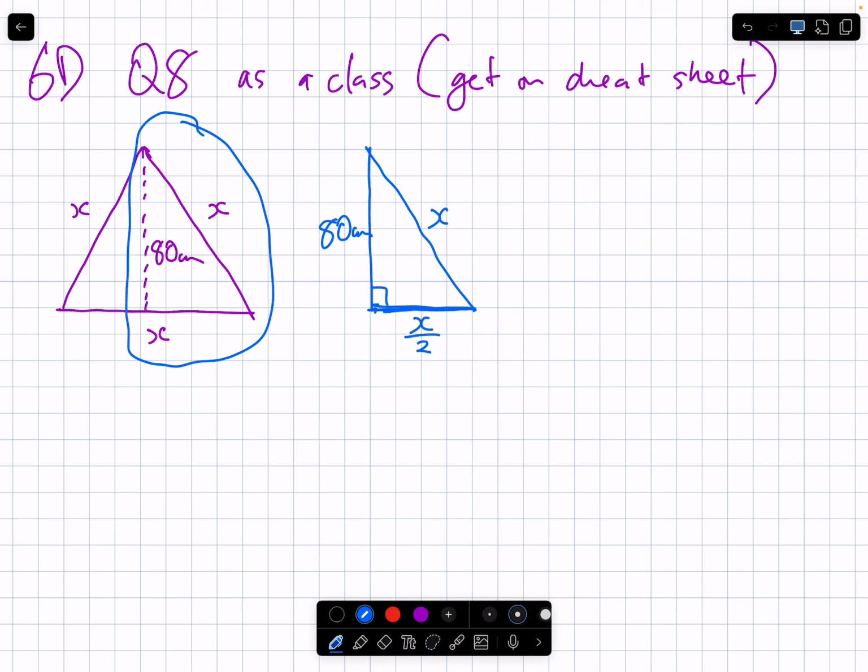So you have Pythagoras. What does Pythagoras say? A squared plus b squared equals c squared. 80 could be a. X over 2 could be a. It doesn't matter. X over 2 squared equals, what's the hypotenuse again? You tell me. It's on the board. X squared. This is an algebra question now.